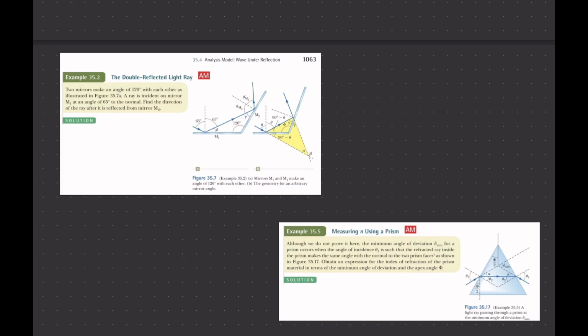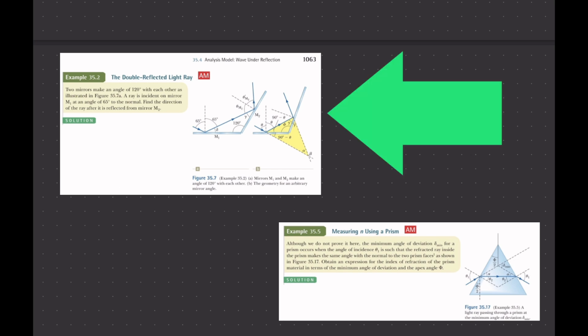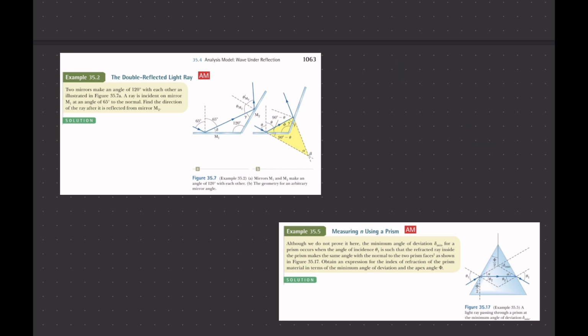We're going to talk about two problems today. The first problem is the double reflected light ray. Two mirrors make an angle of 120 degrees with each other, as illustrated in figure 35.7a. A ray is incident on mirror M1 at an angle of 65 degrees to the normal. Find the direction of the ray after it is reflected from mirror M2.